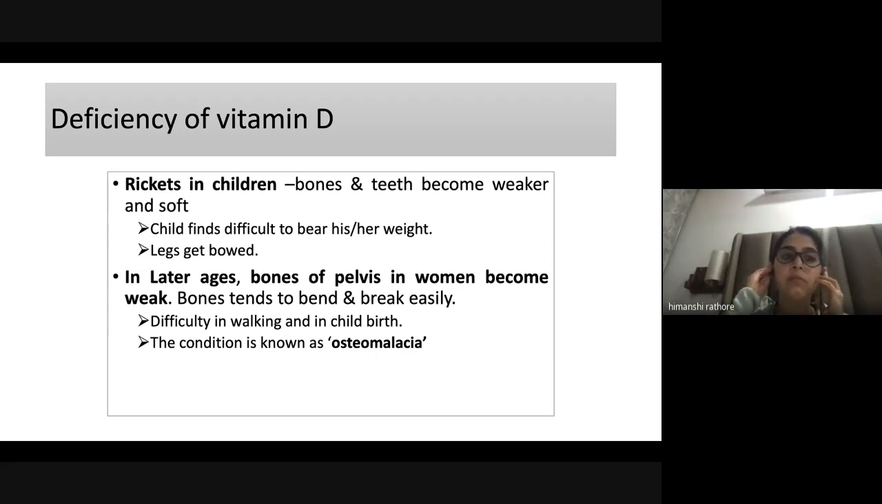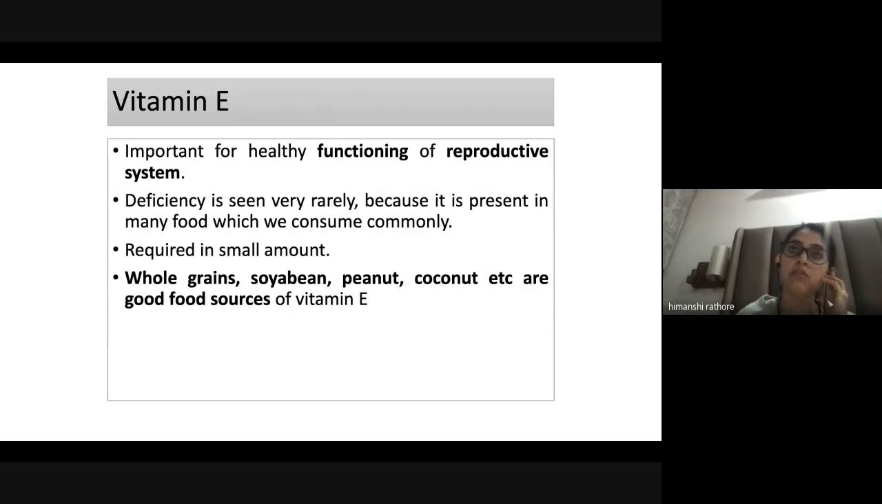So this is all about the deficiency of vitamin D, and it is a very important vitamin nowadays. So it is always advisable to take the right amount of vitamin D from the food sources and from the sun also. Now moving forward to another vitamin, which is vitamin E. They all are fat soluble vitamins, remember.